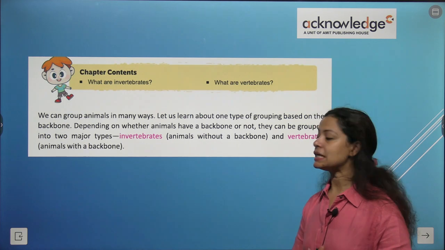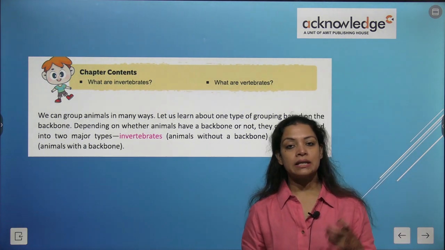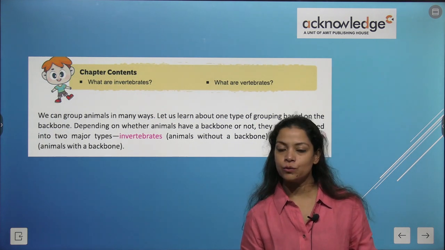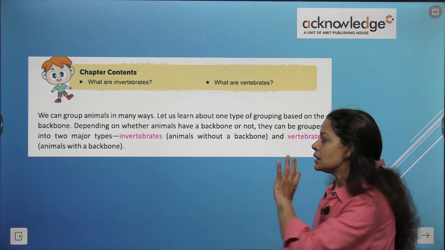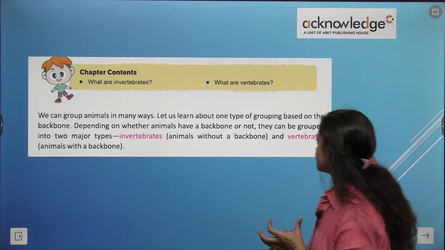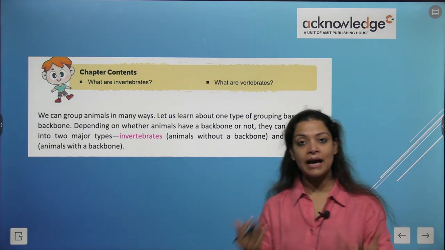So first is invertebrates, that is animals without a backbone. So there are animals who don't have backbones and they are called invertebrates. So first category of animals are invertebrates. Then there are vertebrates, that is animals which have backbone.